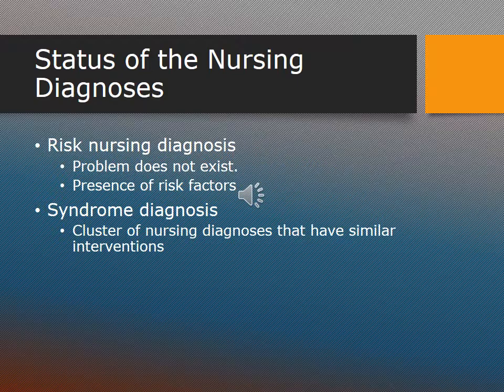The status of the nursing diagnosis, we also have a risk nursing diagnosis, and that's our third kind of nursing diagnosis. So we've talked about an actual diagnosis, a health promotion diagnosis, and now we're looking at an at-risk diagnosis. That means your patient does not have this problem at this given moment, but they have a presence of risk factors that make it highly likely this problem will develop unless the nurse does something to stop this problem from developing. So it's a clinical judgment that a problem does not exist, but the presence of risk factors indicates it's very likely to develop. You identify when a patient could be at risk for additional health problems.